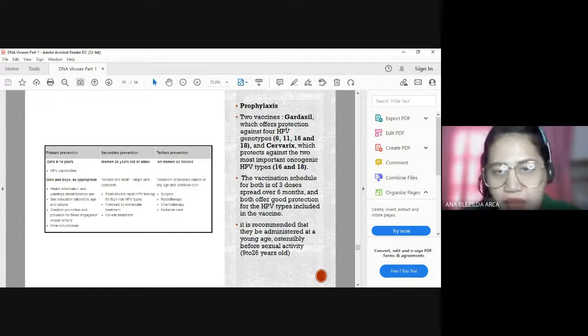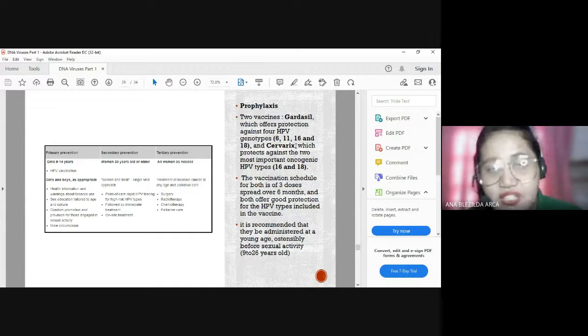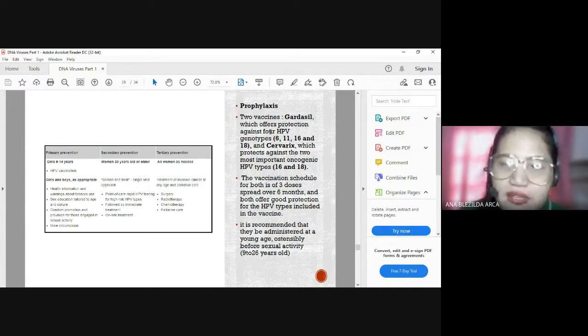So ano ba yung mga vaccine na bibigay? You have the Gardasil and the Cervarix. For the Gardasil, this offers you protection against HPV 6, 11, 16, and 18. So protected ka against the one that causes genital warts and also the one that causes the cancer. Kasi apat ang covered niya, 6, 11, 16, and 18. If it is the Cervarix, protected ka lang against the cancer-causing type, the 16 and 18. Pero magkakaroon ka pa rin ng genital warts. So again, yun ang difference nila.